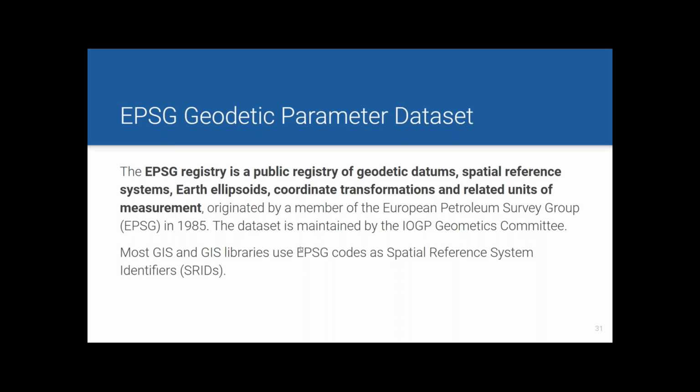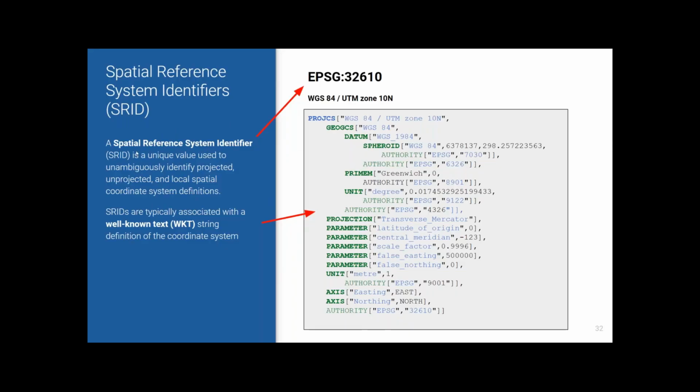And we are more and more moving towards a system where EPSG codes define spatial reference system identifiers. So a spatial reference system identifier would look like this. It's an EPSG code, and then just this number, 32610, is the EPSG code for WGS 84 UTM Zone 10 North. And it implies all of this information, which is usually written out in something called a well-known text.